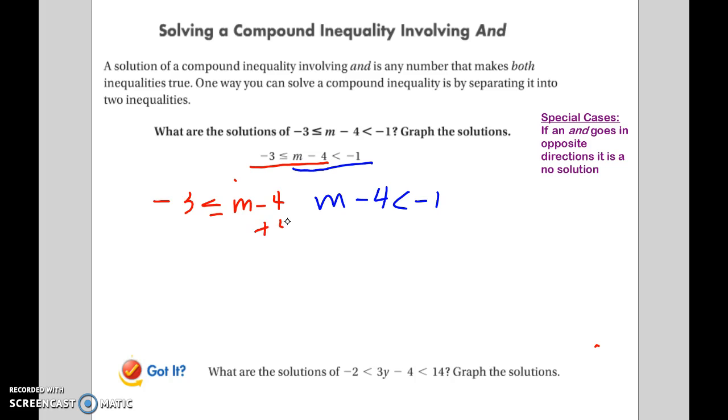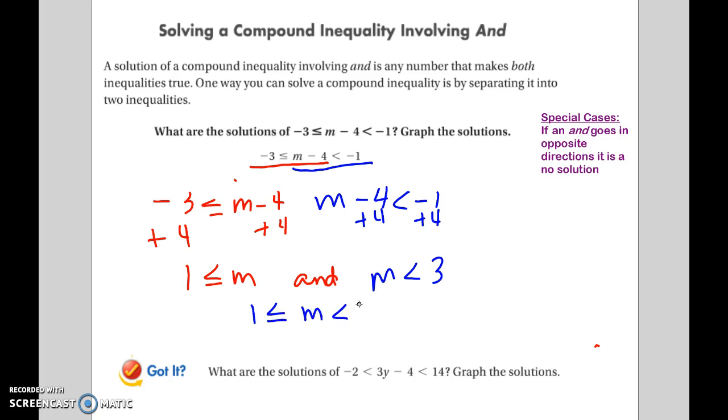So here I'm going to add 4, just like I would do in a regular inequality, and I get 1 is less than or equal to m. And here again I'm going to solve it, add 4, m is less than 3. So you can write it all together again, or you can leave them separate. It doesn't really matter, as long as you write the word and in between, because we need to know the difference between an and and an or.